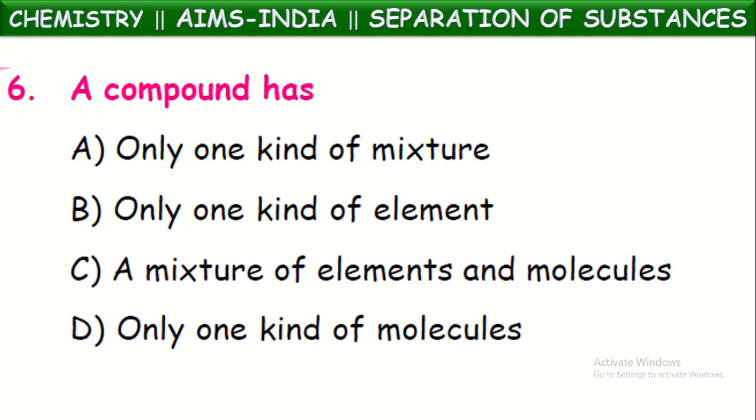Next, what is a compound here? A compound is only one kind of substance which contains only one kind of molecules in it. It might be made up of two or more different kinds of atoms, but finally it will have the same kind of molecules in it. So a compound will contain only one kind of molecules in it.